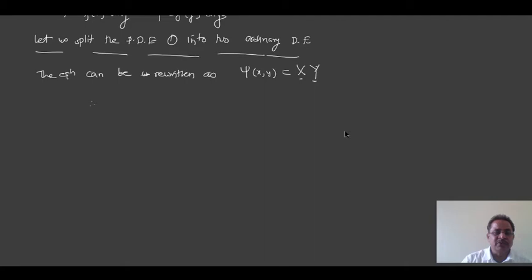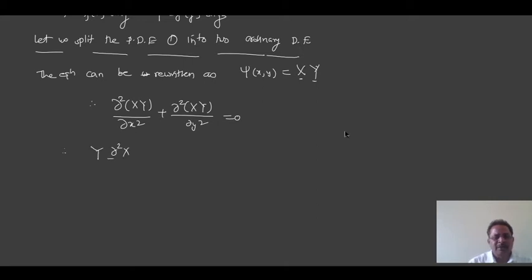Therefore my differential equation 1 becomes ∂²(XY)/∂x² plus the second term ∂²(XY)/∂y² is equal to 0. Here we know that this Y is not a function of x, so I can take this out. So Y ∂²X/∂x² plus, in the second term, this X is not a function of y, because we have already taken capital X as a function of small x only, capital Y as a function of small y only.